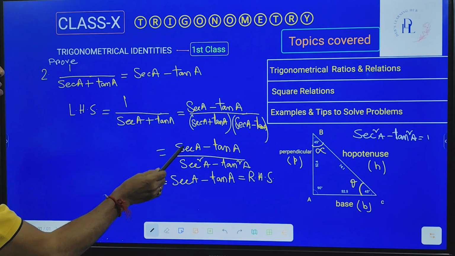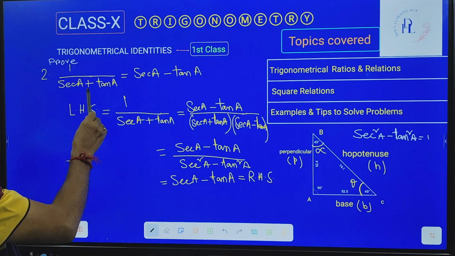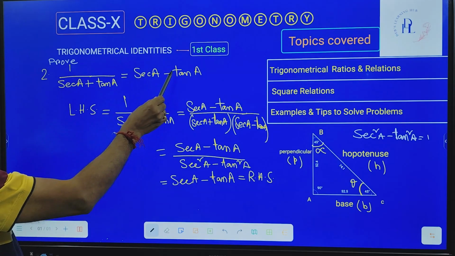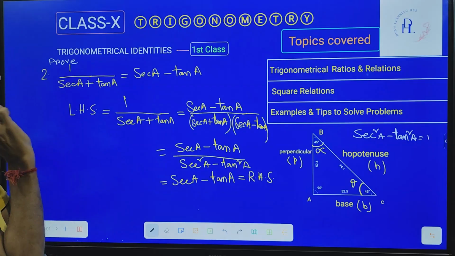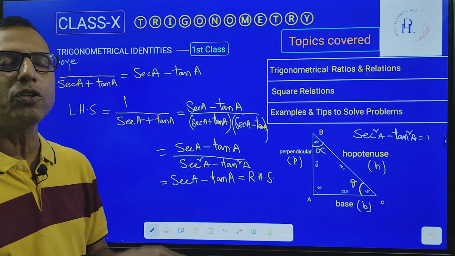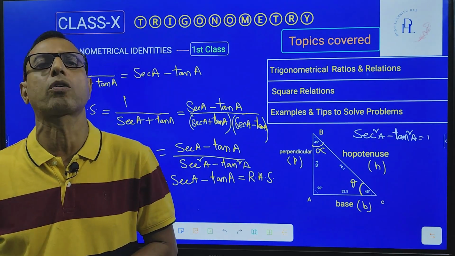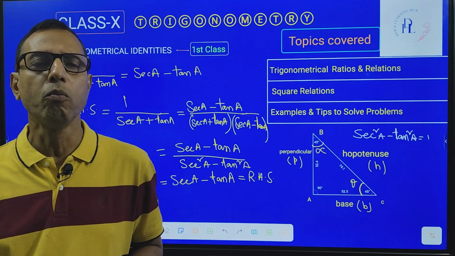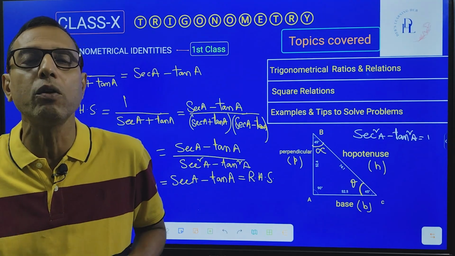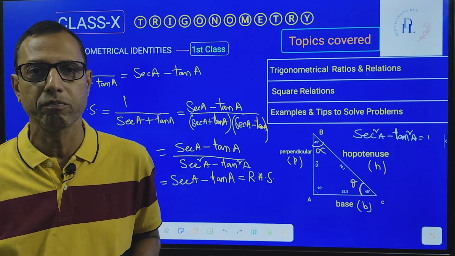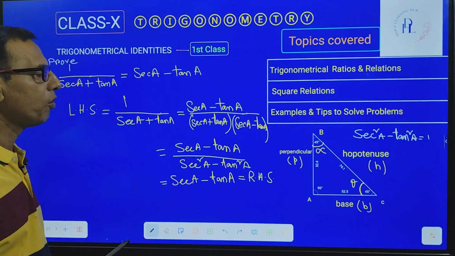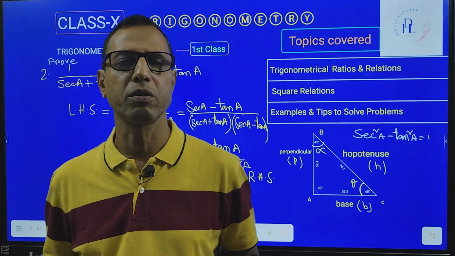Why have I done so? Because sec A plus tan A is in the denominator, and here you need to prove the numerator sec A minus tan A. There is some relation straight away. So the more you practice trigonometry, you have to practice a lot. The more you practice, the more your sense will work about where you need to start from in which problem. Okay. So I hope you understood the basic concept of trigonometry itself.